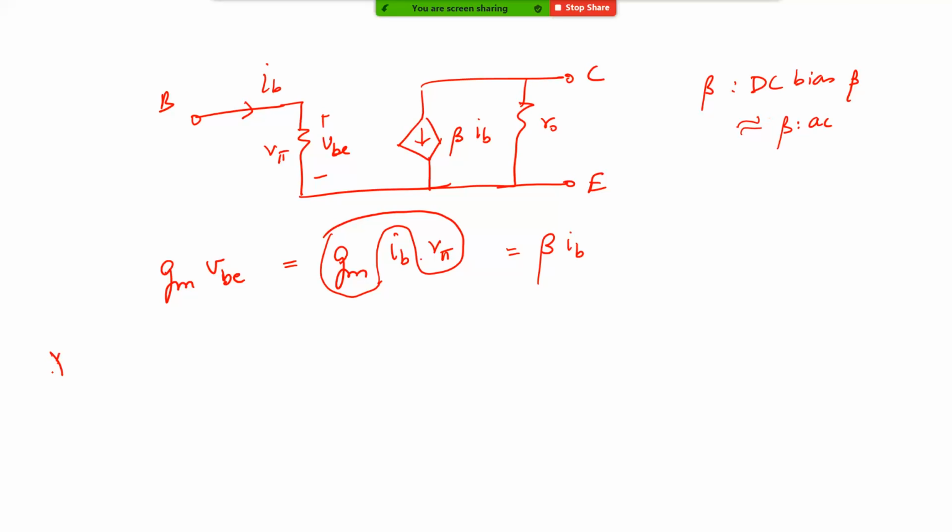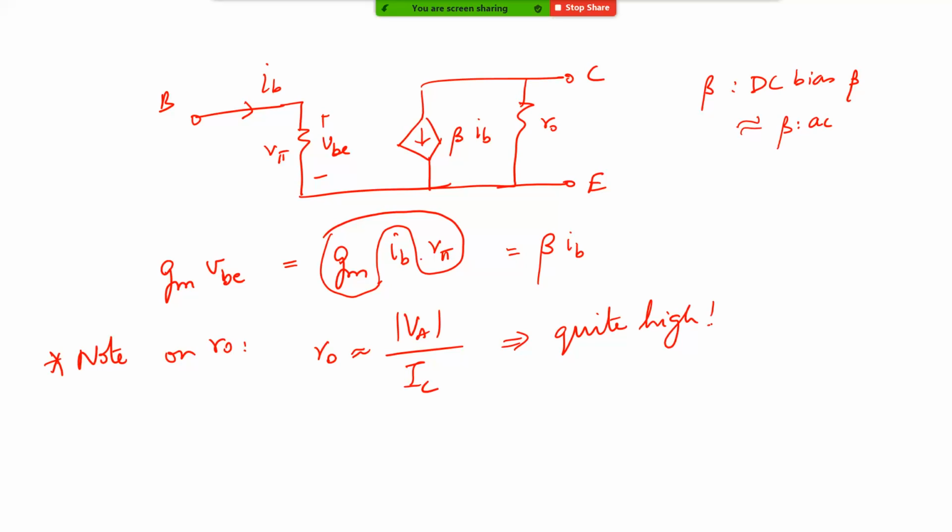So another note on R naught. Now R naught is actually given approximately as what? The magnitude of the early voltage divided by the bias current, right? Now typically this value is quite high.